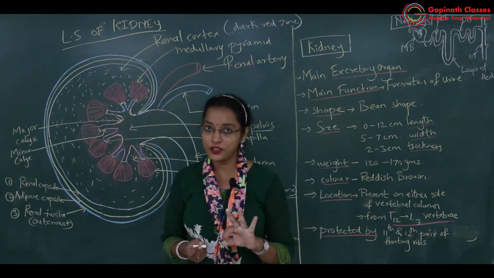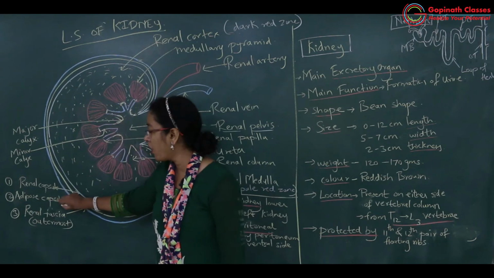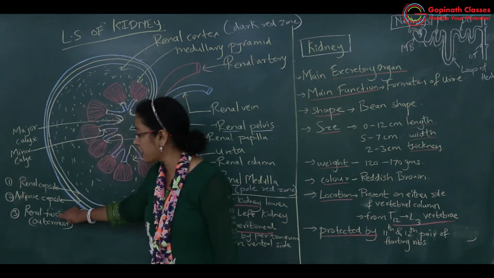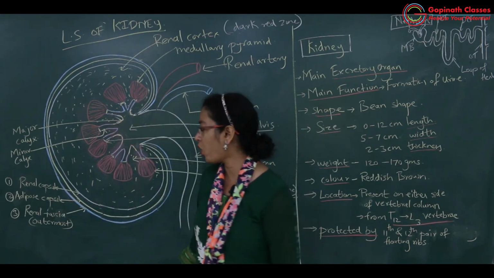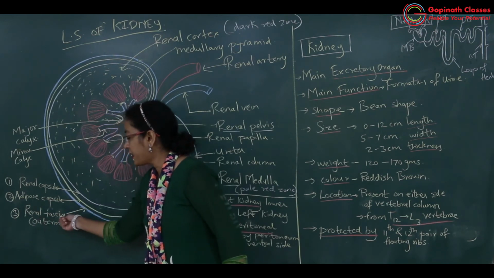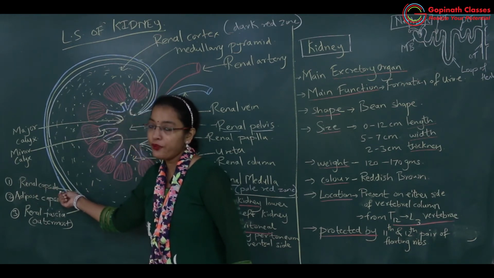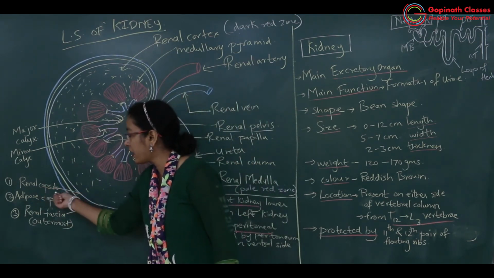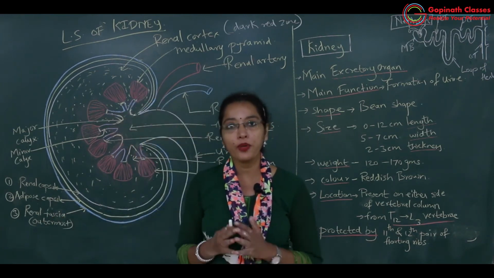So which are the three layers which protect the kidney? Innermost is the renal capsule, followed by the adipose capsule or renal adiposa, and the third one, the outermost layer, is the renal fascia. So if we go from outside to inside, which layers will there be? Renal fascia, then adipose capsule and renal capsule. And if we go from inner to outer layer, then it will be renal capsule, adipose capsule and renal fascia. Okay, this is for protection purpose.